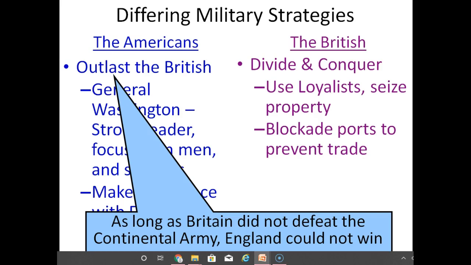Again, as long as Britain did not defeat the Continental Army, England could not win. So we were playing defense. We did not have to worry about winning the war. We just had to not let Britain win.